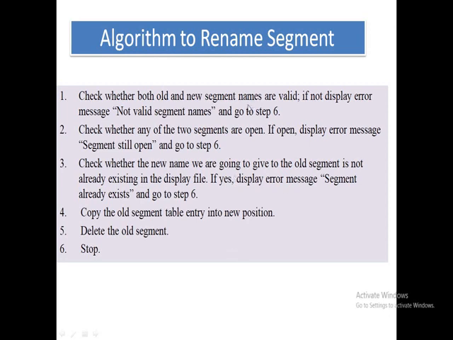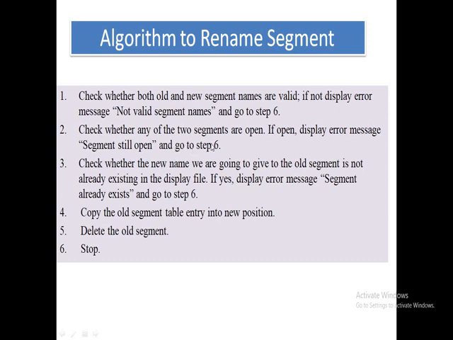So this is the algorithm to rename a segment. We first check whether both the old and new segment names are valid. Both these names have to be valid. If not, we display an error message, not valid segment names, and go to step 6 and abandon the operation. The second step is to check whether either of the two segments is open. If open, we display the error message segment still open, and we go to step 6.